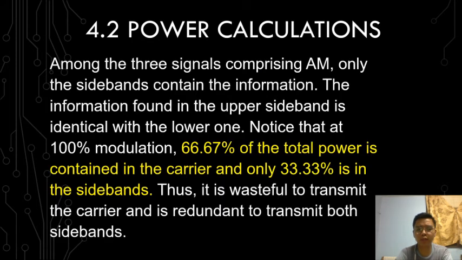Among the three signals comprising AM, only the sidebands contain the information. The information found in the upper sideband is identical with the lower one. Notice that at 100% modulation, 66.67% of the total power is contained in the carrier and only 33.33% is in the sidebands. Thus, it is wasteful to transmit the carrier and is redundant to transmit both sidebands.